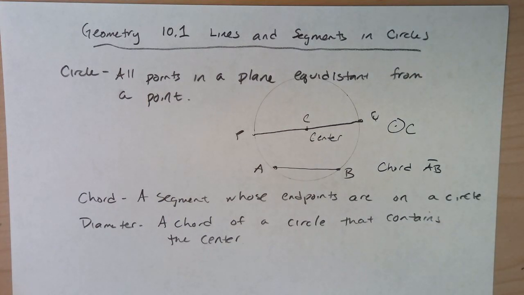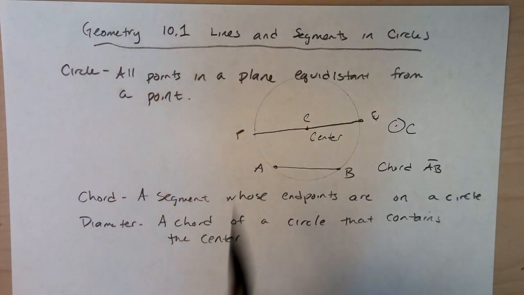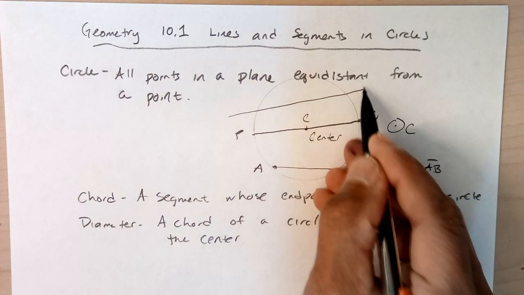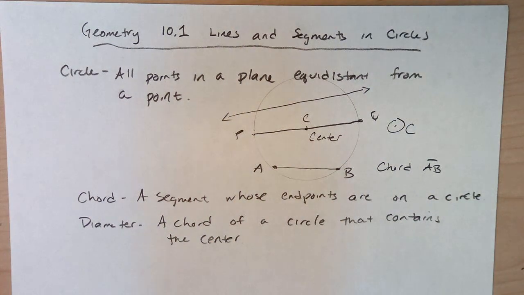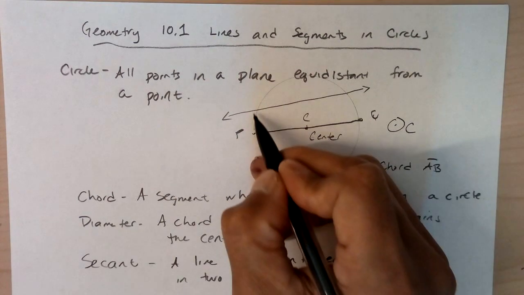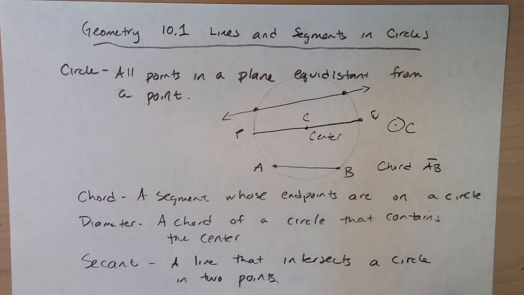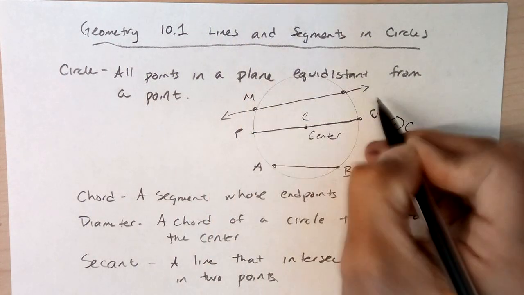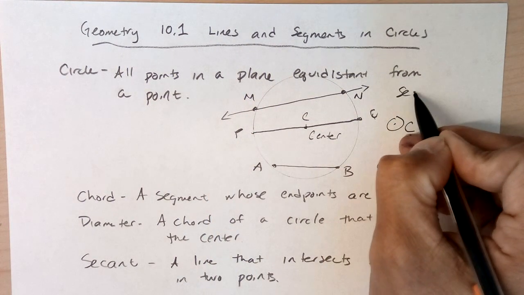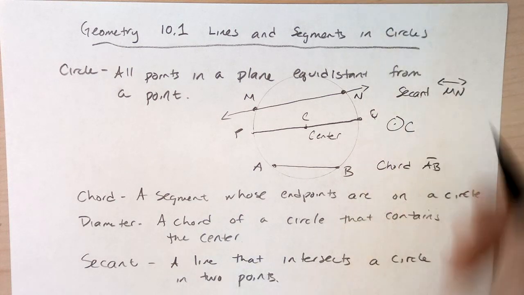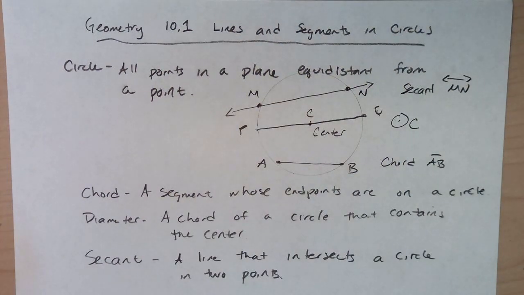And then a secant, it's kind of like a chord, except a chord is just a segment. A secant is a line that intersects a circle in 2 points. So above, by the points that the line intersects the circle, call them M and N, and this would be secant MN. And it's a line, so I have the little line symbol above it.